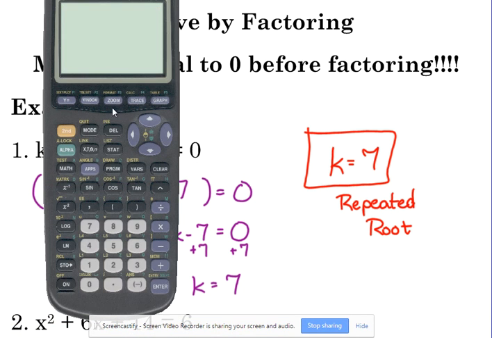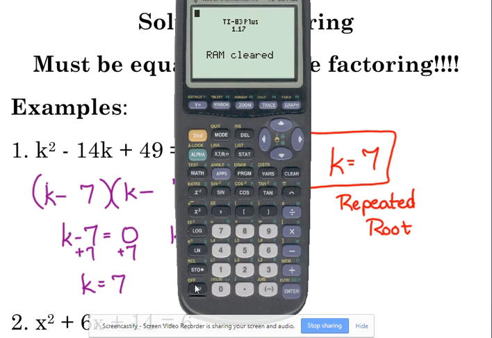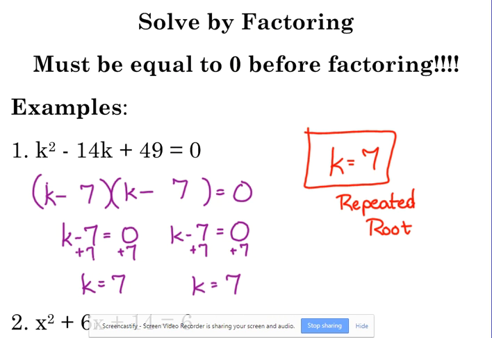Now, just to show you that you can always check this on the calculator, I'm going to throw it in y equals really quickly, and I'm going to show you how this looks on the graph. Okay, there's the parabola. It touches over there at 7. You can confirm it. You can go to the table, find x equals 7. The y value is 0. Okay, so there you go. That's how that repeated root shows up.